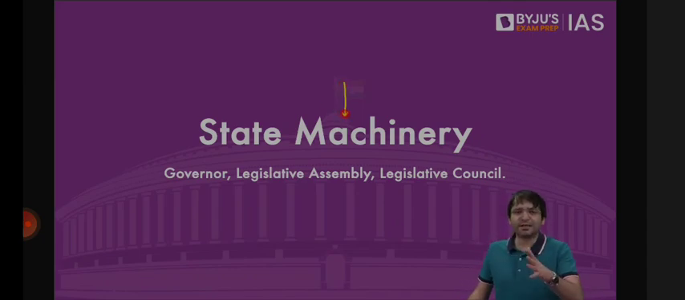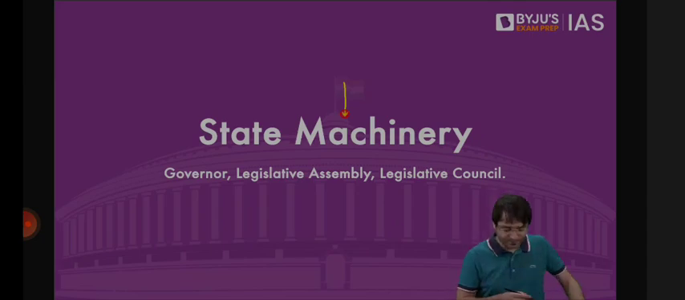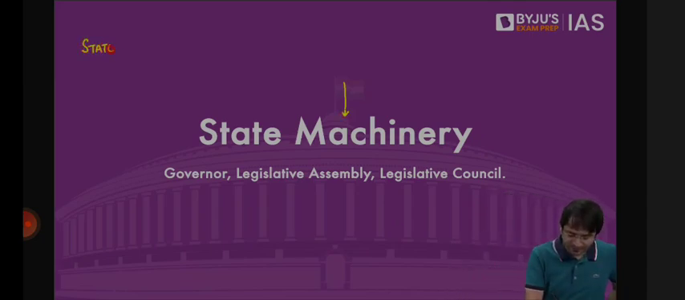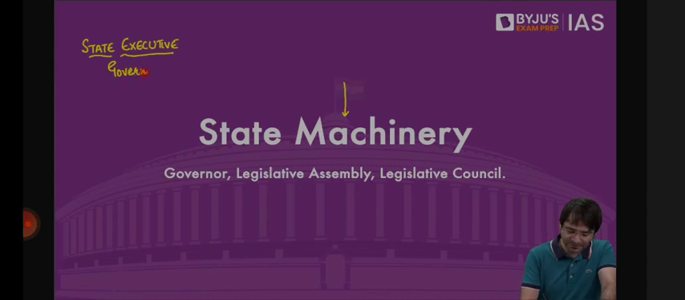We discussed union executive and union legislature. Union executive consists of president, vice president, prime minister, council of ministers, and the attorney general for India. In a similar fashion, we have the state executive as well. Because the same form of parliamentary democracy that we have at the center exists in states as well, the state executive consists of governor, chief minister, council of ministers, and advocate general of the state.